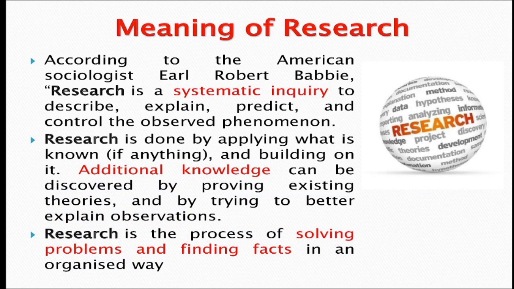According to the American sociologist Earl Robert Babbie, research is a systematic inquiry to describe, explain, predict, and control the observed phenomenon. Research is done by applying what is known and building on it. Additional knowledge can be discovered by proving existing theories and by trying to better explain observations. Research is a continuous process of solving problems and finding facts in an organized way.